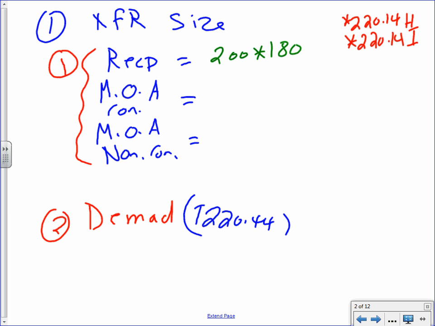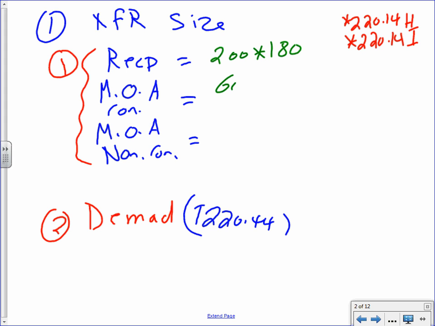220.14(H). This is for multi-outlet assembly, and I believe for receptacle outlets, 180. So where did I get the 180, guys? From the code. Everybody can see that? Okay, so for multi-outlet assembly continuous, multi-outlet assembly non-continuous. Any question about 180? Piece of cake.